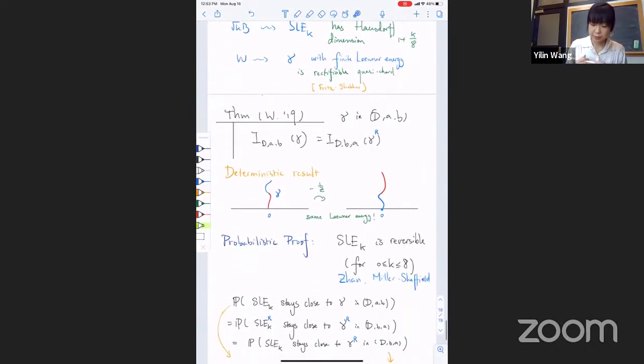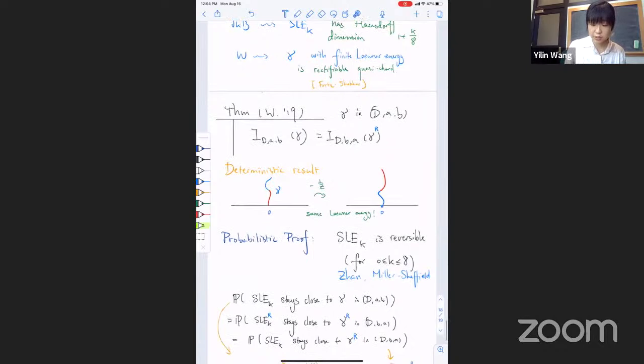All right. The last consequence of this large deviation result, and I will show you, is this energy reversibility. You have a curve gamma in D from A to B. So the curve is oriented. If I view this curve in the opposite direction, it will be a curve from B to A. I will write gamma^R, R for reversed. And the Loewner energy of gamma is equal to the Loewner energy of the reversed curve. This is a totally deterministic result.